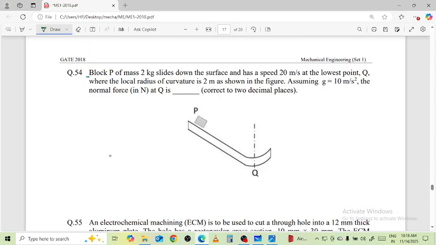Here the block P of mass 2 kg slides down a surface and has a speed of 20 meter per second at the lowest point Q, where the local radius of curvature is 2 meter as shown in the figure. Gravity is 10 meter per second square. The normal force in Newton at Q is to be found.